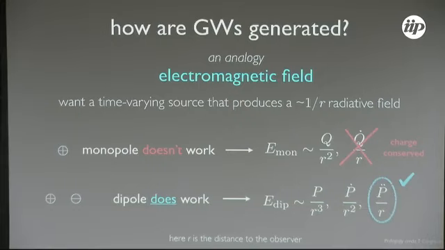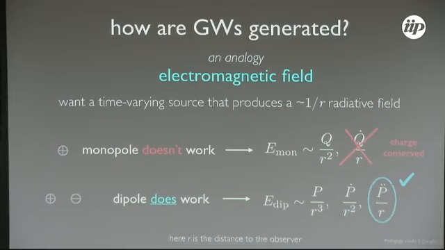If you start with 2 charges, plus and minus, the static dipole field goes as 1 over r cubed. You take a derivative, you get r squared. You take 2 derivatives, and you get 1 over r. And this is a time-changing radiative field that falls as 1 over r. That's what we usually have with dipole electromagnetic radiation. So you can see that conservation symmetries tell you how you will be able to create waves in electromagnetism. And the same argument you can carry over to gravity.